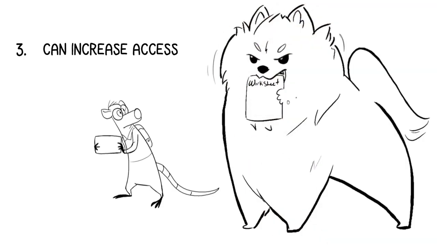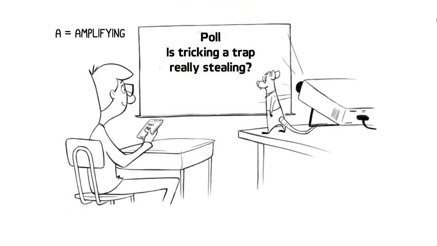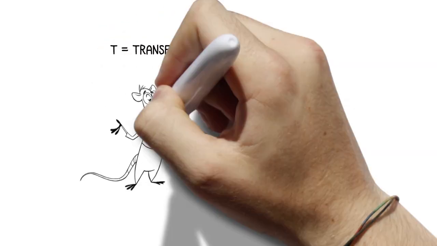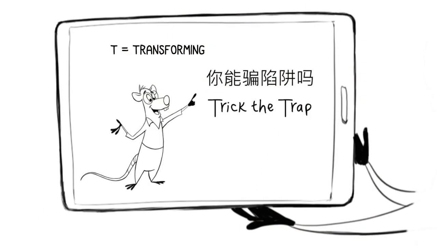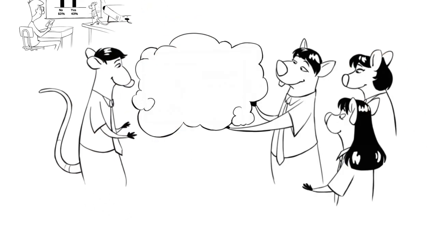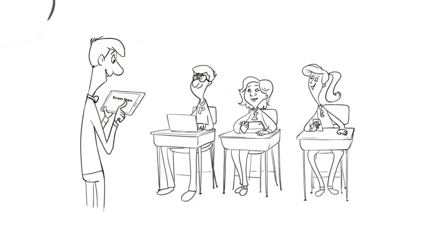The A in RAT equals amplifying. In other words, technology improves the efficiency of tasks or introduces new functions to original tasks. The T in RAT equals transforming. It introduces new activities and learning that are impossible without technology. Take away the technology, take away the learning too.